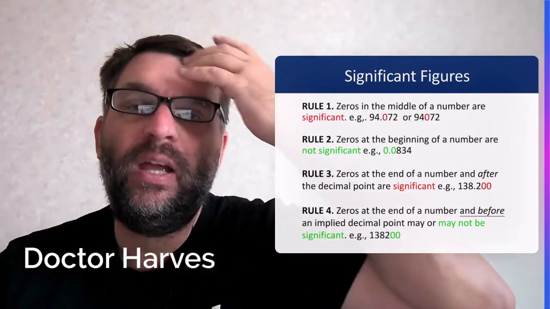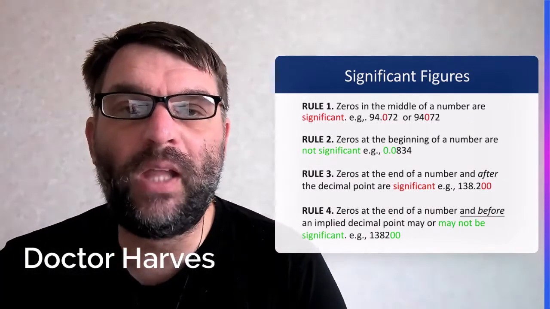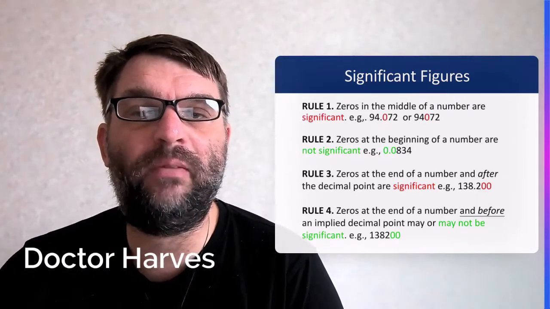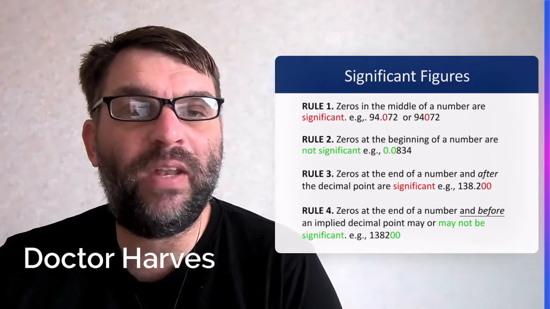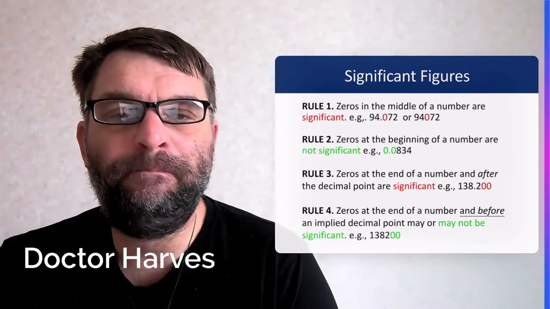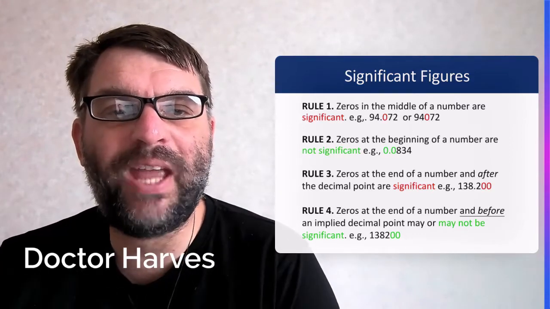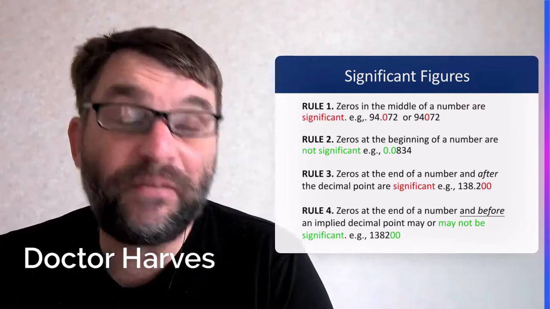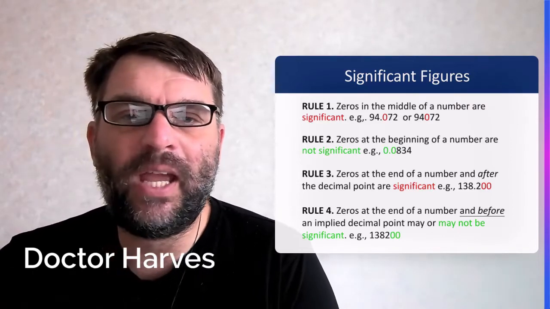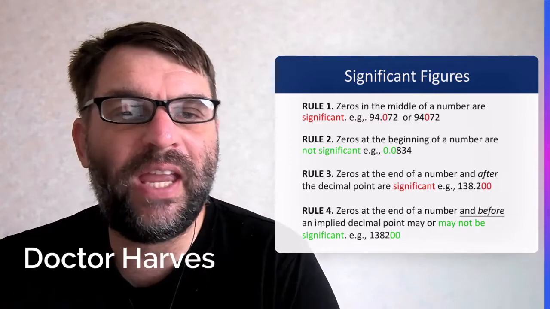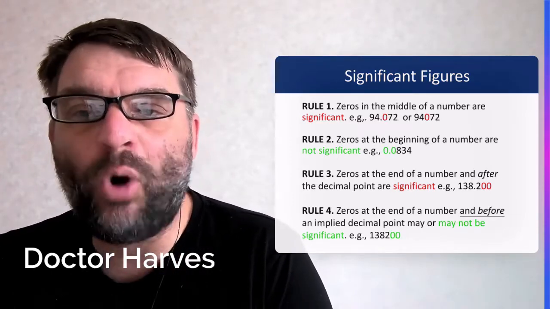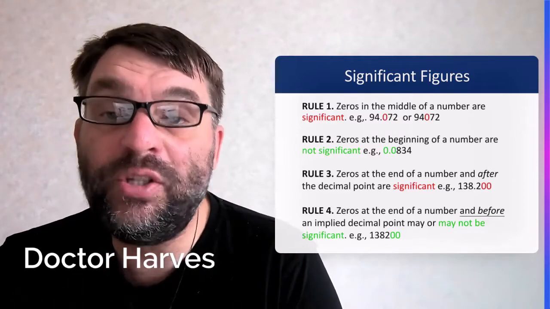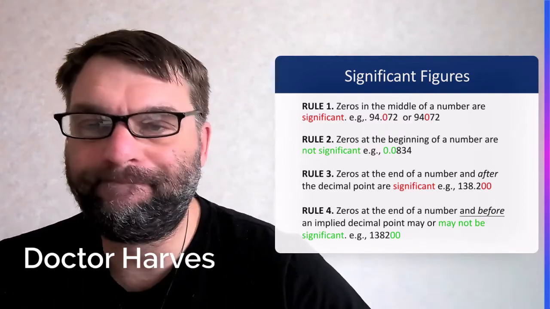Okay, before we do that, let's just recount our experiences with significant figures. We'll revise them. There are 4 rules. The first one is that zeros in the middle of a number are significant. Zeros at the beginning of a number are not significant. Zeros at the end of a number and after the decimal point are significant. And finally, zeros at the end of a number and before an implied decimal point may or may not be significant, depending on the context of the experiment.